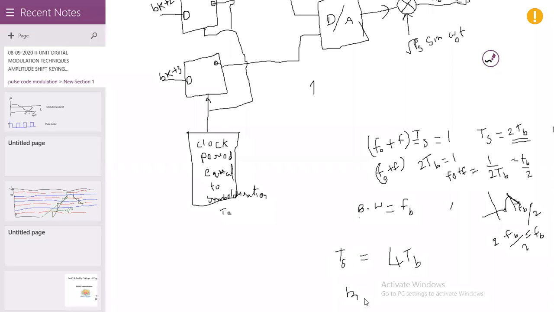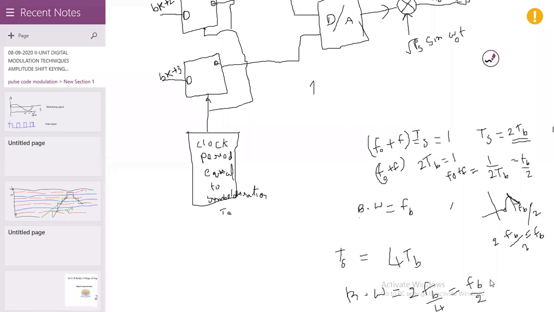The bandwidth is equal to, as you already derived, 2 into FB by 2 for QPSK, but here it comes to FB by 4. The bandwidth is equal to 2 into FB by 4.